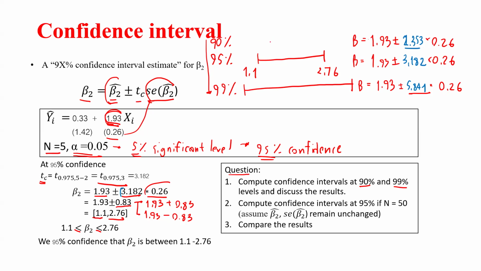Which one? 90? Okay, 90 first: 1.31 to 2.34. Thank you so much for your hard work. And then what can we summarize about the level of confidence and the wider or narrower answer? What can we conclude?